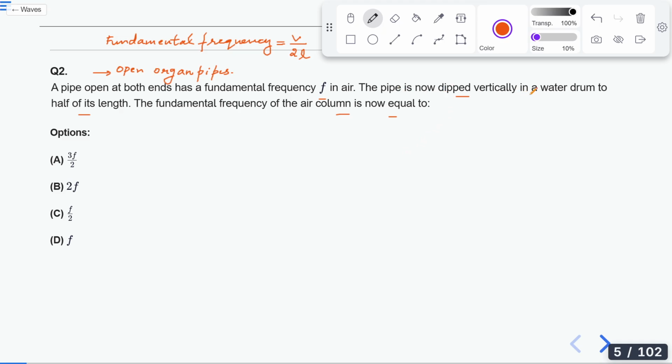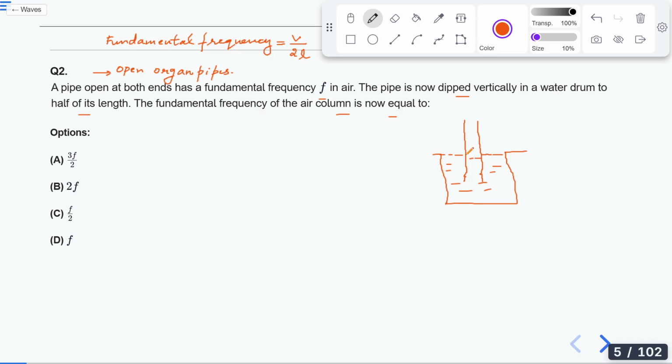Now this pipe is dipped vertically. This pipe is open from both ends. It is dipped vertically in a water drum to half of its length. Suppose this is half of the length. It is vertically dipped in a water drum. So that is the water drum.